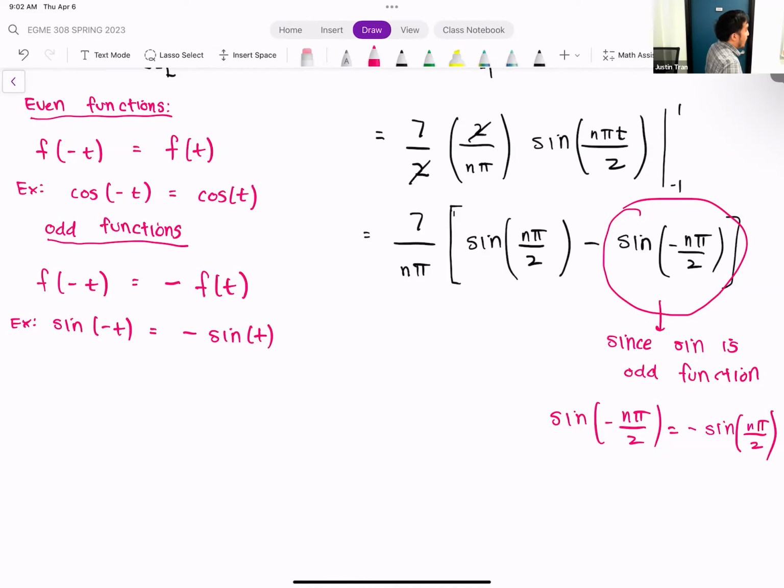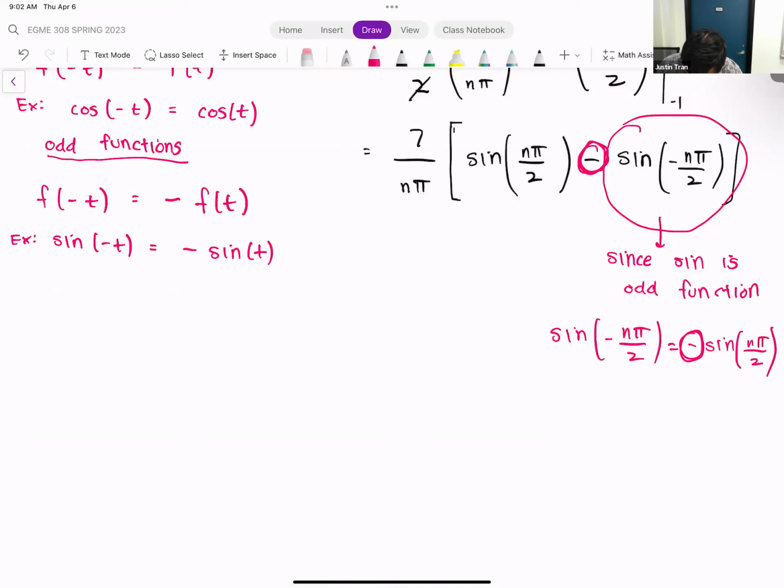And so that's nice because now we have two sine functions with the exact same argument. And because we brought the negative in front, this negative that came from the odd function is going to cancel out with this negative that came from integration. So we actually have an addition of these two terms. If we put it all together, our expression for a_n is going to be equal to 7 over n pi times 2 sine of n pi t over 2.